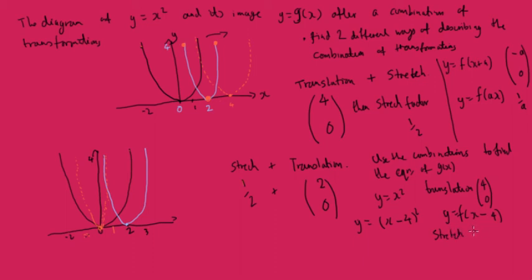For the stretch of a half, y becomes f of 2x. So where we have x, we're going to put 2x. So therefore g of x is going to become 2x minus 4 squared. Now if you were to do the same process but use the other combination, you would find the same thing.